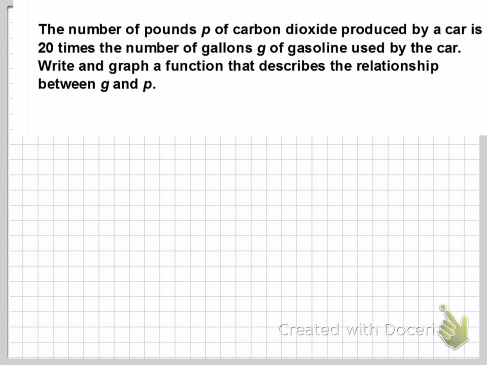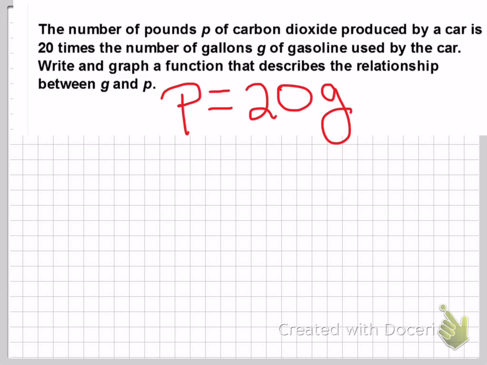The number of P, which is representing pounds of carbon dioxide produced by a car, is 20 times the number of gallons, G, of gasoline used by the car. Write and graph a function that describes the relationship between G and P. Okay, so the number of pounds of carbon dioxide produced is 20 times the number of gallons. So there is my equation.